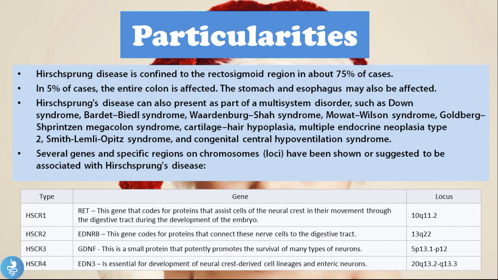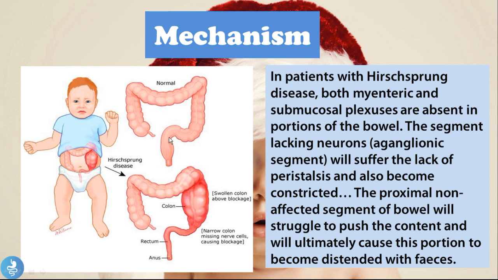So the particularities of the disease. Hirschsprung's disease is confined to the rectosigmoid region in about 75% of cases. So let's go back. So this is the rectum, and this is the sigmoid, and this is the entire rectosigmoid area. So in 75% of cases of Hirschsprung's disease, this is actually the affected segment, or the aganglionic segment. So this is a segment where those nerves are not found.